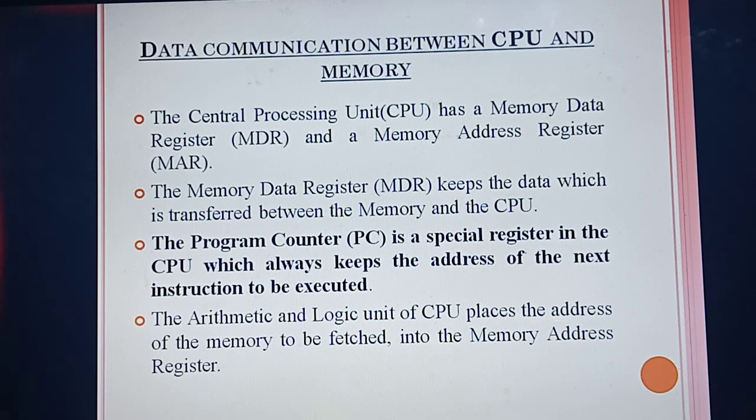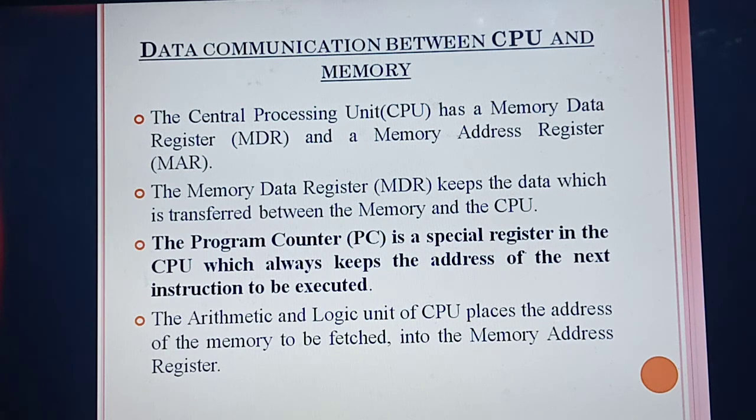One more register is left. What is that one? MAR, memory address register. This MAR register always keeps the address of the memory you are going to fetch from. For example, you are doing some arithmetic and logical calculation. From which memory are you going to fetch? That address it will store. That is MAR. The address is stored in the memory address register. Understood?